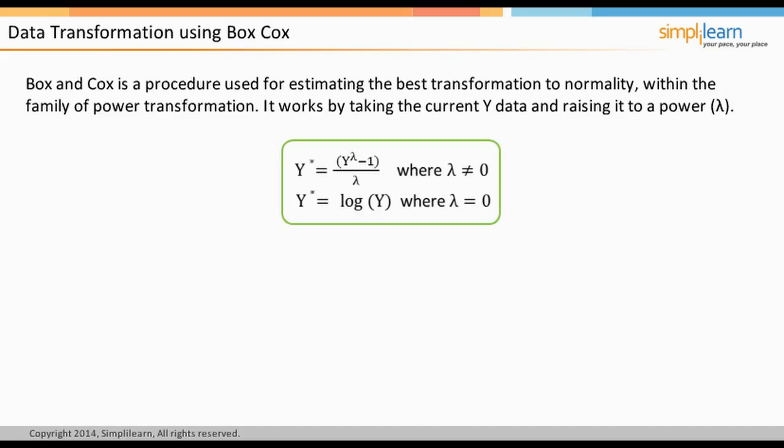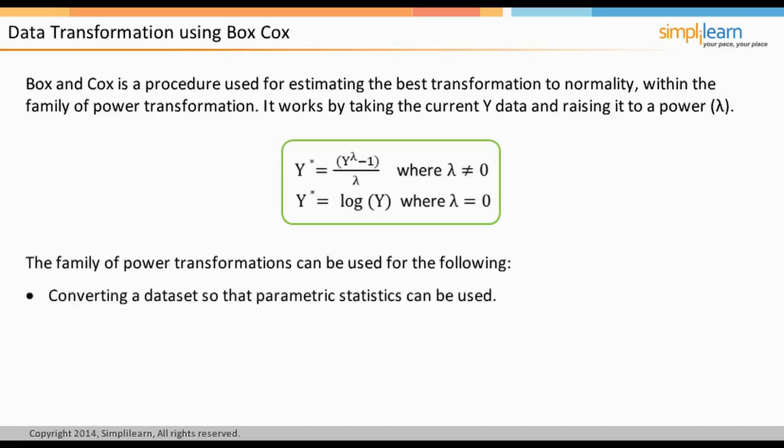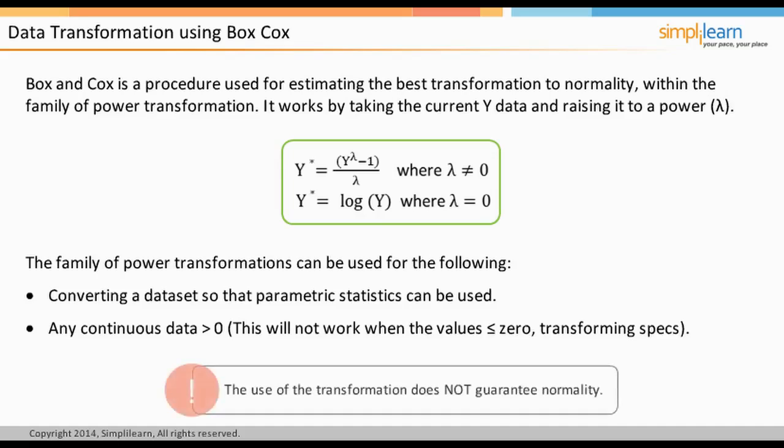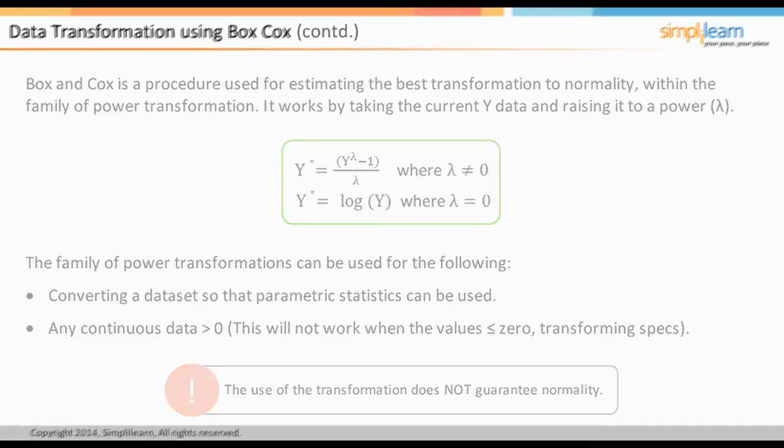If the value of lambda is 0, you can use natural logarithm to transform y. The family of power transformations can be used for converting a data set so that parametric statistics can be used. Here, lambda is a parameter to be defined from the data. It works for any continuous data greater than 0; it will not work when the values are less than or equal to 0. Note that the use of the transformation does not guarantee normality. In the next screen, we will continue the discussion on data transformation using Box and Cox.